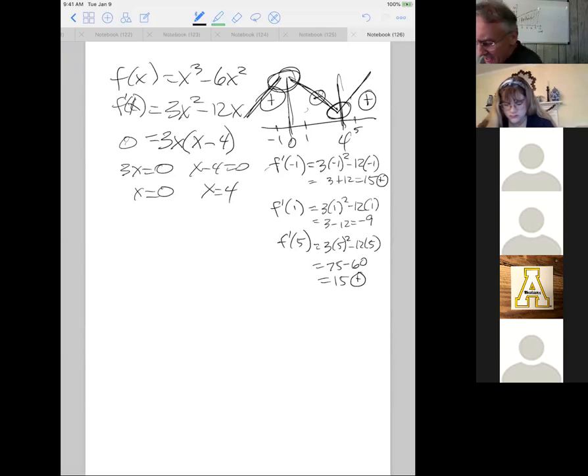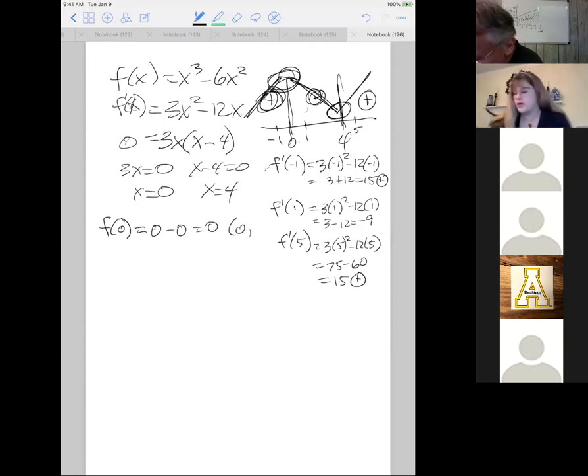We can verify, because it changes from positive to negative at 0, therefore we've got to plug it in to find out what the value is. We've got to find out the actual value of the coordinate. So we need to plug that back into the original function. That gives us 0 minus 0, which is 0. So the coordinates are 0, 0, and that is a local max.